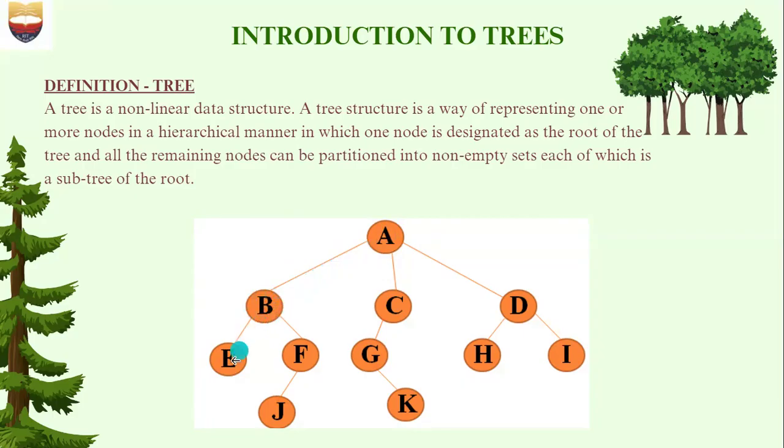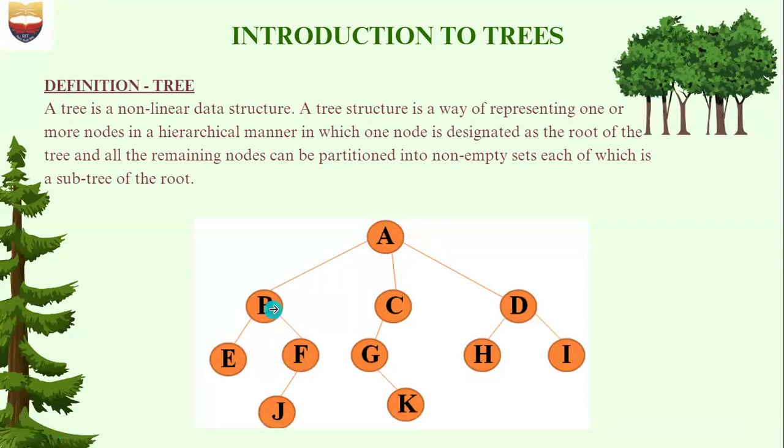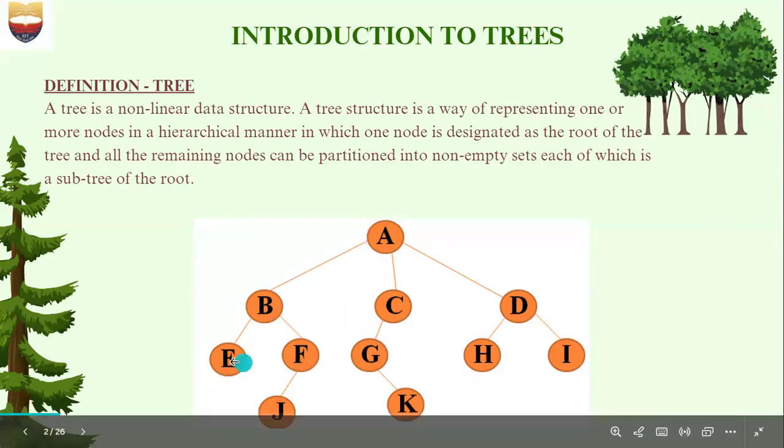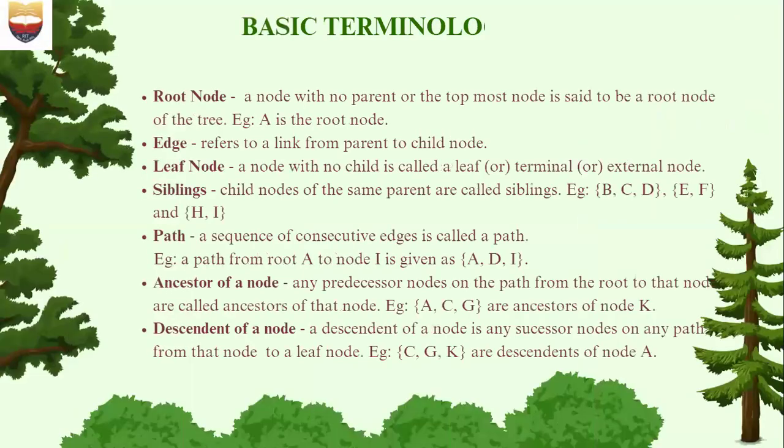Come to the next level, E and F. If you want to calculate the level number of these two nodes, then we should know the level number of B, right? We have already calculated the level number of B, which is 1. Hence, the level number of E and F is 1 plus 1 is equal to 2. That's all about the level of a node.